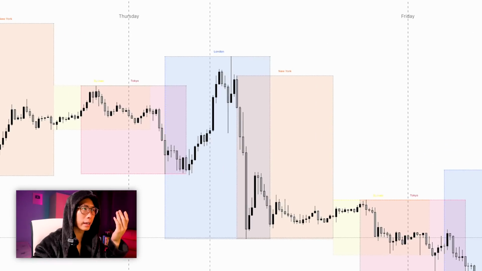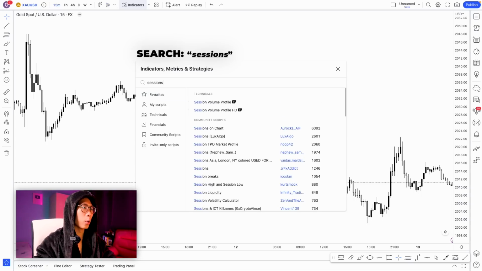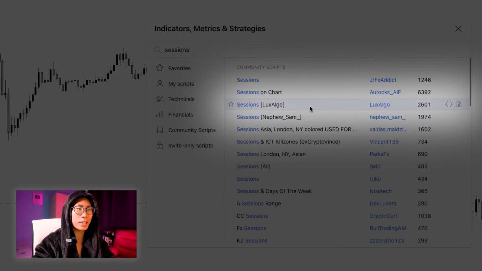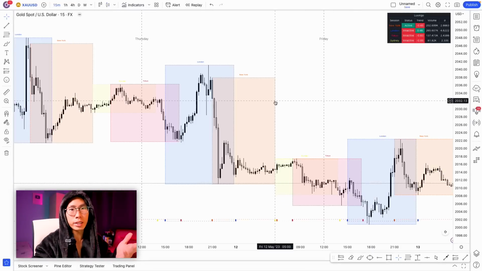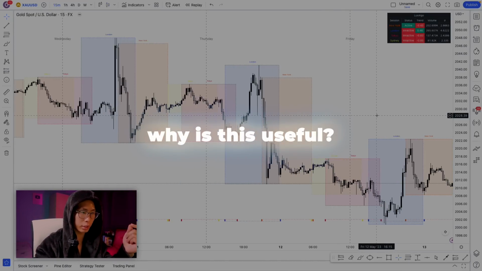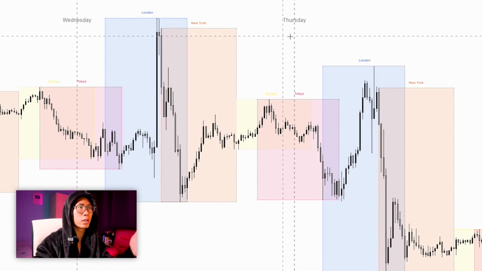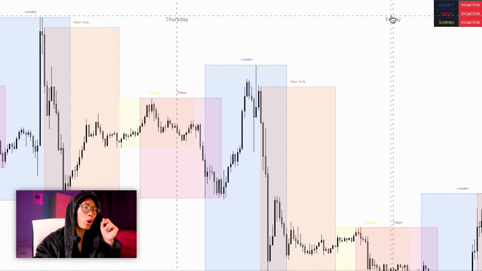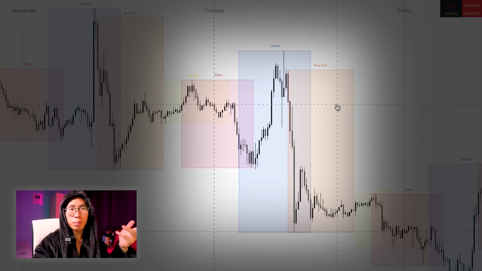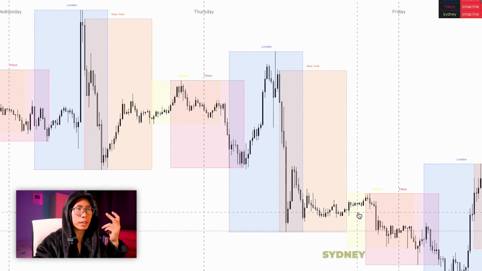So how you get this beautiful indicator is by going to the indicator tab right here and just searching sessions. When you search sessions, you'll find there's a lot right here, and I need you to select the Lux Algo one. So you click on this one right here, and as you can see, the sessions indicator literally pops out for you. Why this session indicator is so useful is that not only does it separate the trading sessions into different days, like Wednesday, Thursday, Friday, but it also separates all the different trading sessions into different time sessions, like the Tokyo session, the London session, the New York session, and the Sydney session, right?